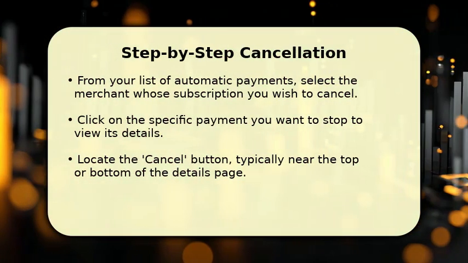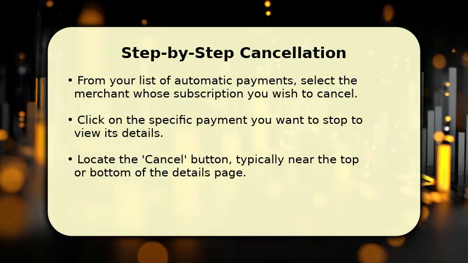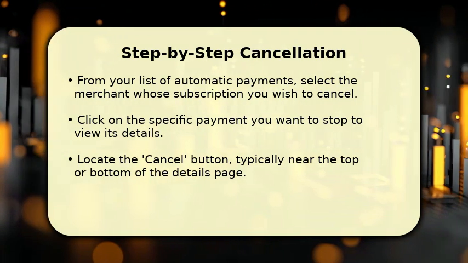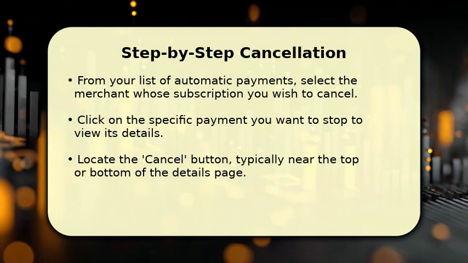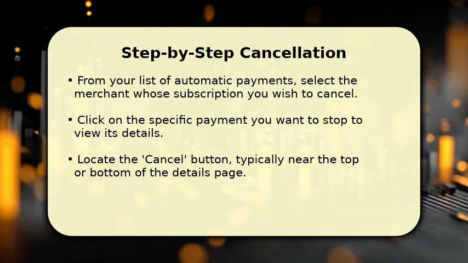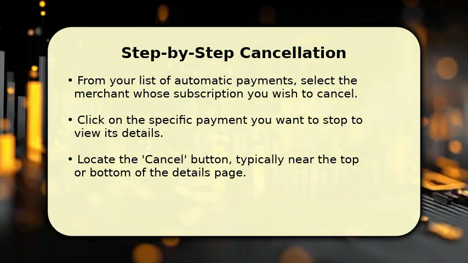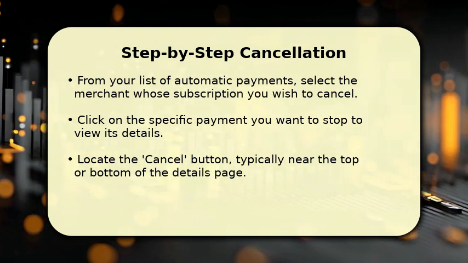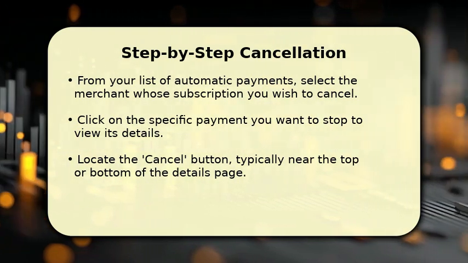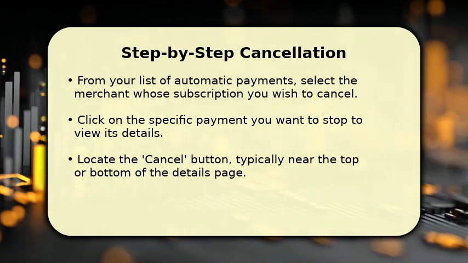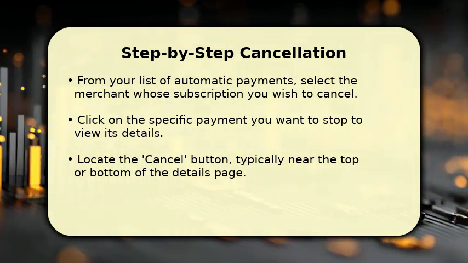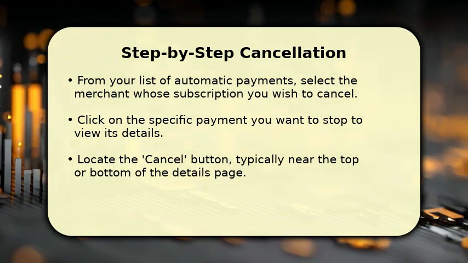After accessing your list of active automatic payments, simply click on the specific merchant or subscription you intend to cancel. This action will open a new page displaying all the details of that particular payment. On this Details page, you will find a clear Cancel button. Click it. PayPal will then ask you to confirm your decision, ensuring you truly wish to stop the recurring charge. Confirm this step to proceed.